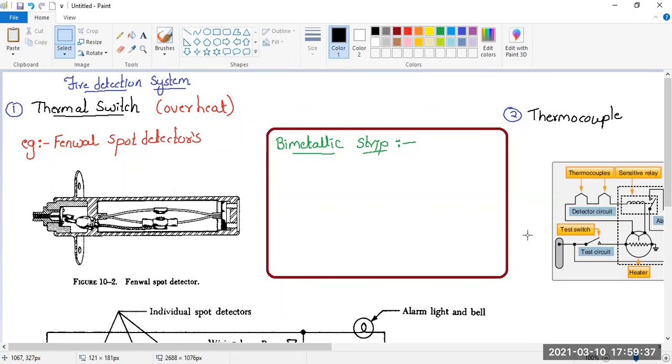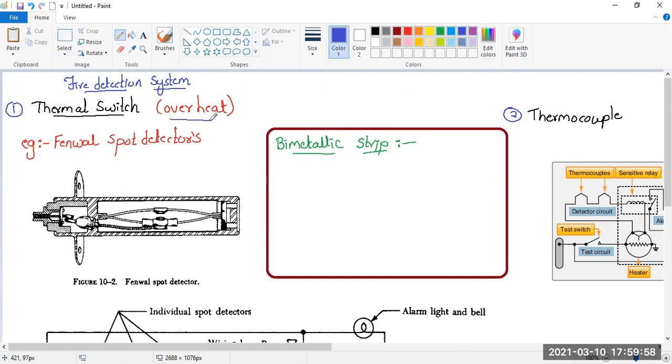Now, we are going to understand the different types of fire detection systems that are used on the aircraft. The first one is the thermal switch. Thermal switch is an overheat type of detector. First you need to understand what the term overheat means. The word overheat means whenever a temperature crosses a certain limit, this is going to indicate.